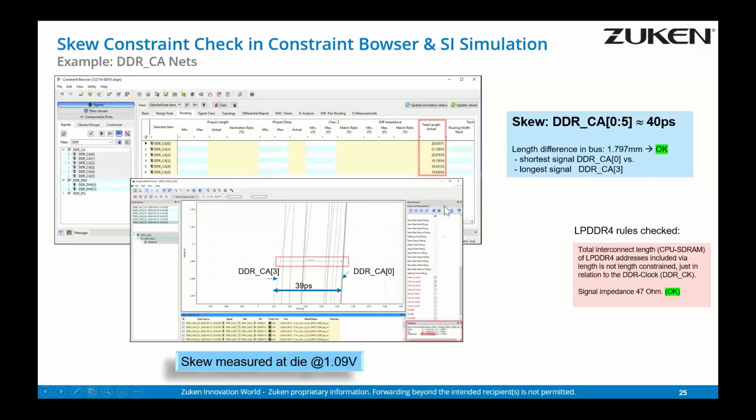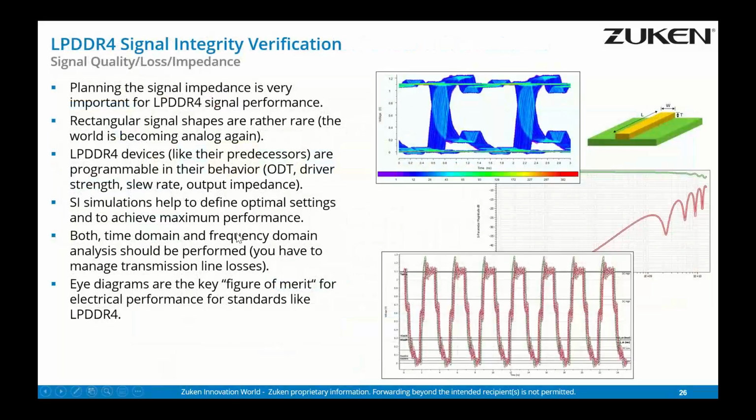You can check this either in the constraint browser, or if you would like to look into the details as well, like what is the impact of the package, we do report the die and the package waveform. You can use a simulator on a single mouse click, and that's the key, on a single mouse click from within the constraint browser or from within the SignForce.